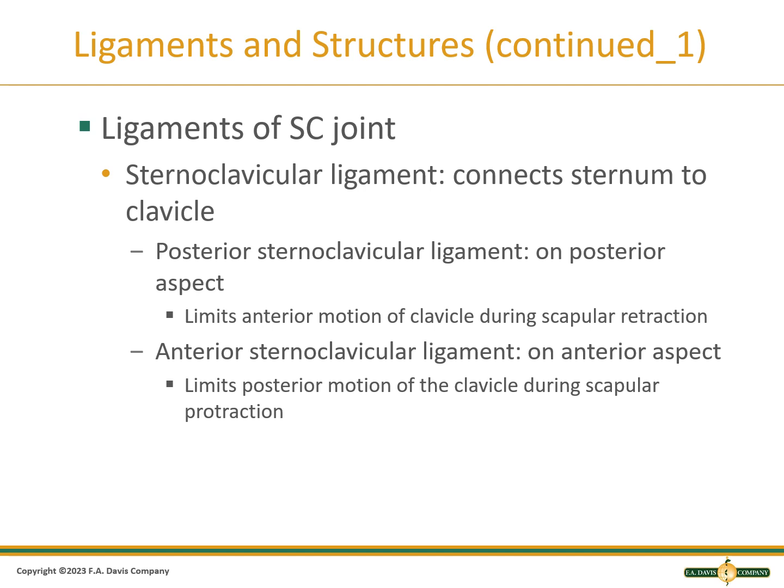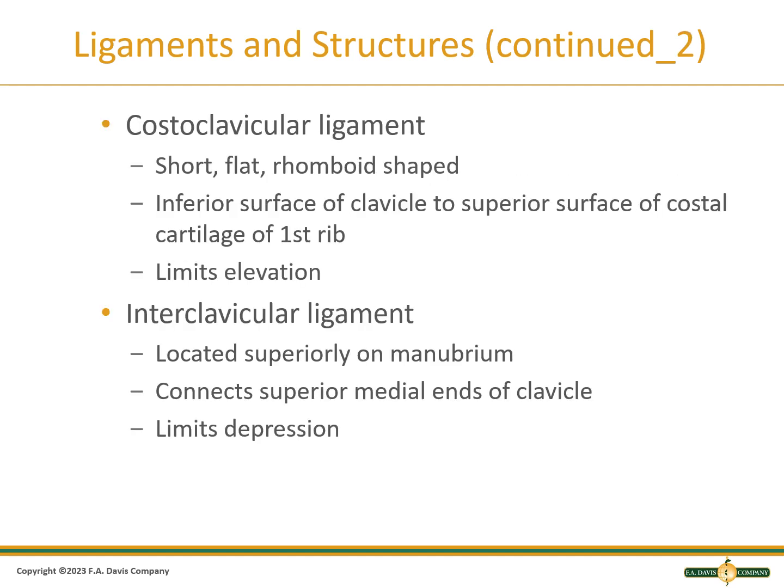The posterior sternoclavicular ligament is on the posterior aspect, and it limits anterior motion of the clavicle during scapular retraction. And the anterior sternoclavicular ligament is on the anterior aspect, and it helps to limit posterior motion of the clavicle during scapular protraction. Our costoclavicular ligament goes from our ribs to our clavicle.